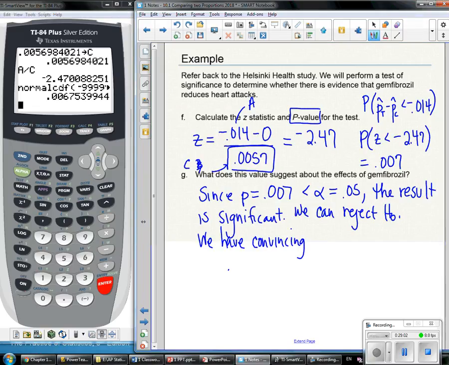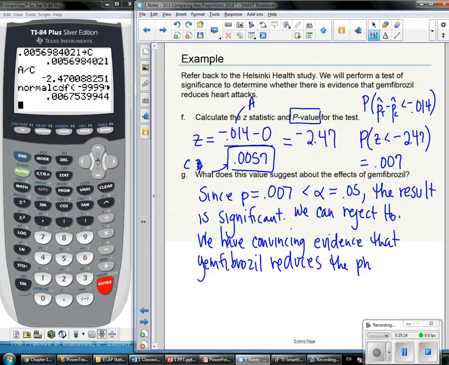And this was an experiment, right? It was a controlled experiment. So now I actually can prove causation. We have convincing evidence that gemfibrozole actually reduces the proportion of heart attacks in healthy men. And I guess we should say who take the drug.